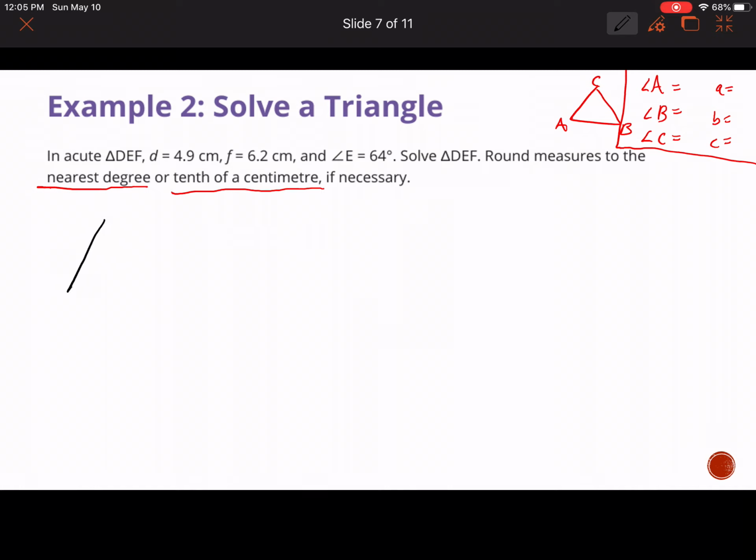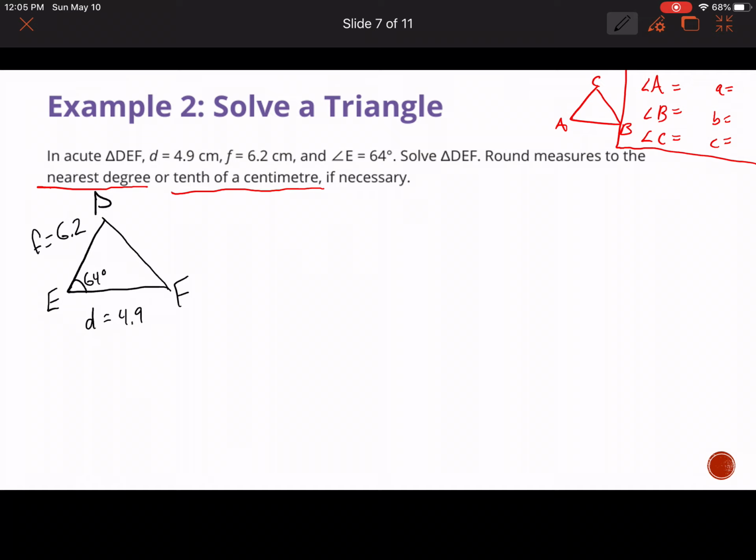So I have no idea what this triangle is going to look like, but I'm going to just draw a simple diagram. I know it's going to be called DEF. I know that little d equals 4.9 centimeters. I know that little f equals 6.2 centimeters. And I know angle E is 64 degrees. So again, not drawing it to scale, just doing a diagram so that I can mentally figure it out.